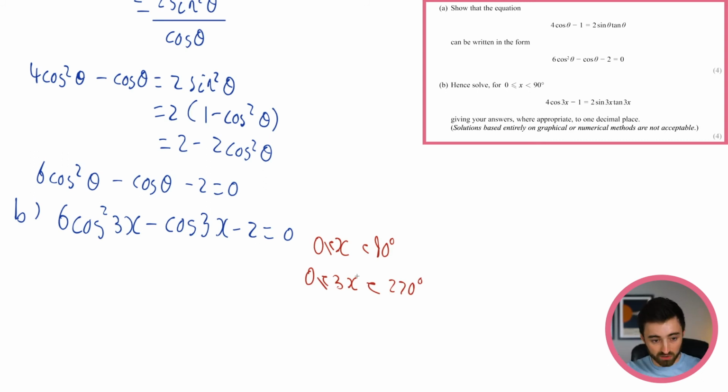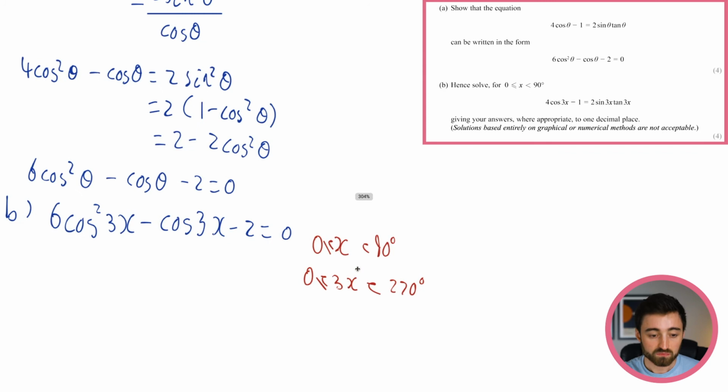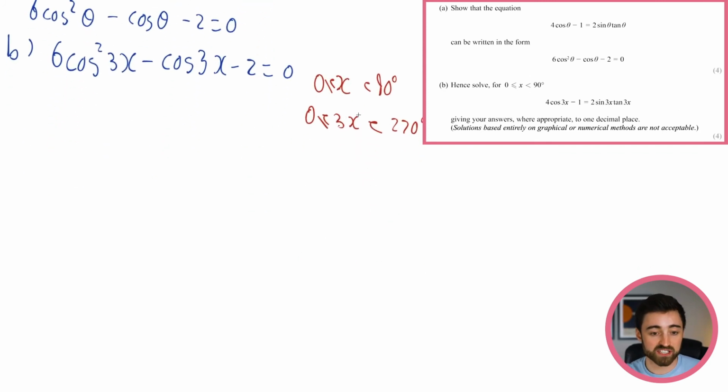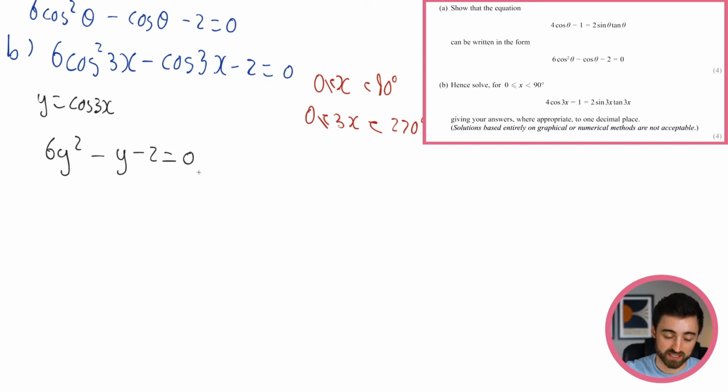So what I'm going to do is solve this as if I was solving it for 3x, and only when I've got all of my solutions, do I then divide by the 3 to get the x values. Cool. So here's basically a quadratic. If you don't believe me, why don't we let y equals cos of 3x? If we were to do that, we would get 6y squared minus y minus 2 equals 0.